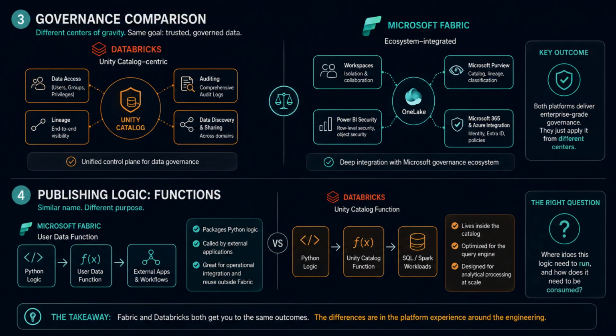Governance is another interesting difference. Databricks puts Unity Catalog right at the center of its governance model. That gives you a unified layer for things like data access, lineage, and auditing. And in regulated environments, that becomes very important. Because eventually someone may ask, where did this value come from? Who could access it? Or what transformation changed it?